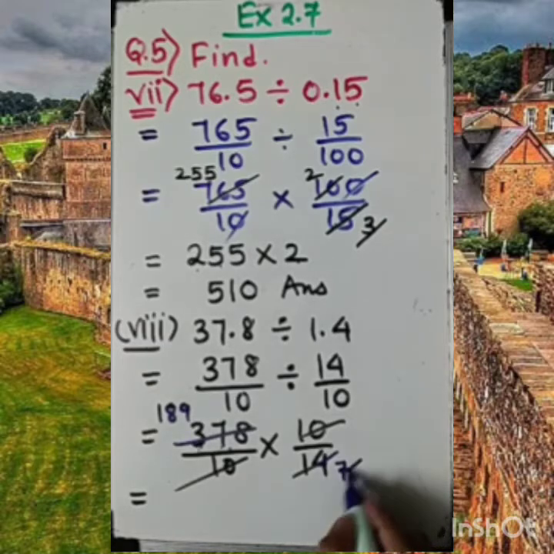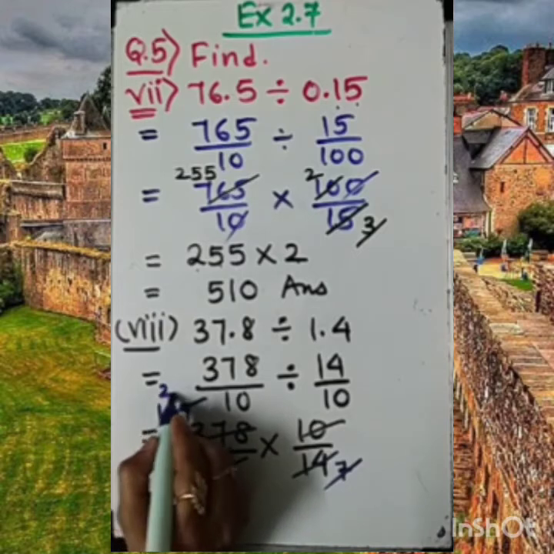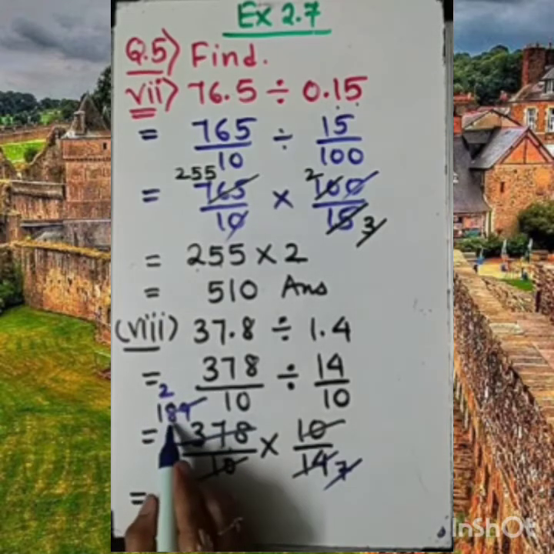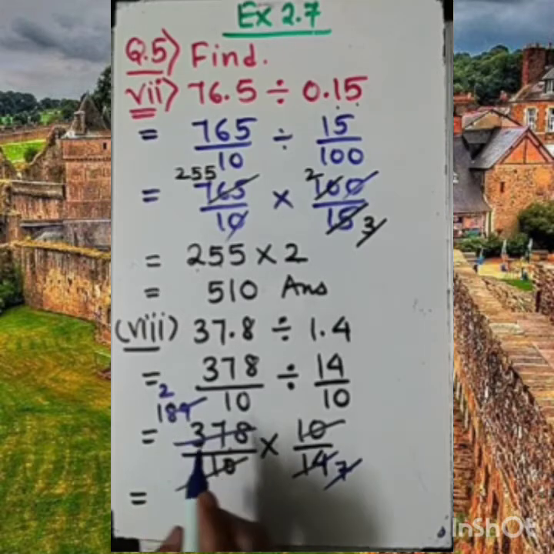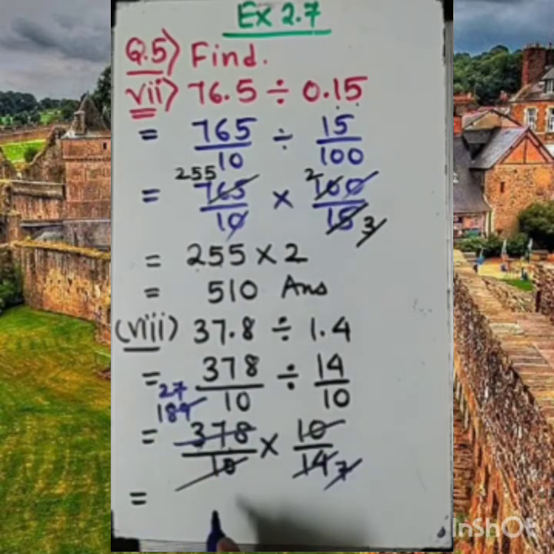Now let's try. Is it possible to divide with 7? 7 twos are 14. So 18 minus 14 is 4. So it will be 49. So 7 sevens are 49. So here it will be 27 as an answer.